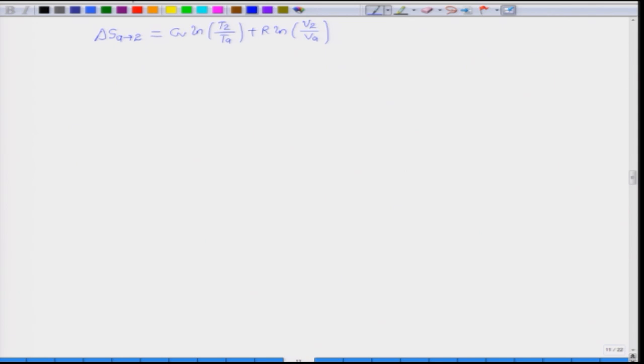So, we know all the values of T A, T 2, V A, V 2. Substitute and we will find out delta S A to 2 is around 5.76 and the unit of entropy is joule per Kelvin. So, the entropy change for the process 1 to 2 is the summation of that for A to 2 and that for 1 to A, and we know this is 0. And so, delta S 1 to 2 is 5.76 joule per Kelvin. So, this is basically the entropy change associated with free expansion of ideal gas to double its volume, right.